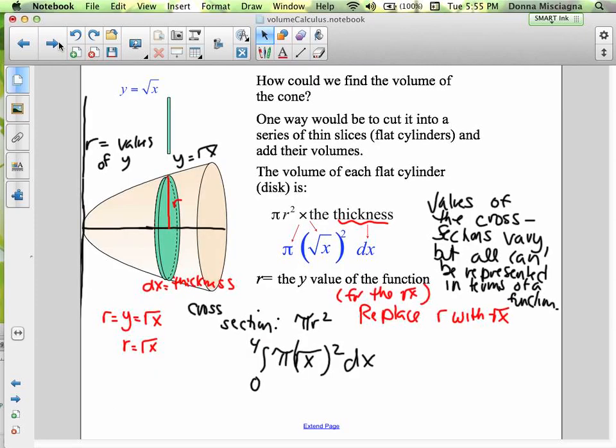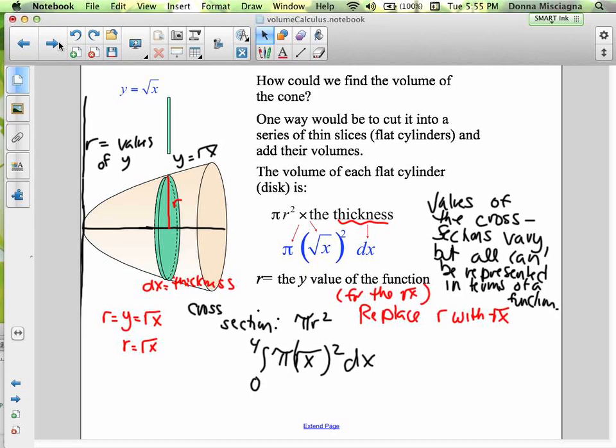All right, so how could we find the volume of the cone? One way would be to cut into a series of thin shapes, flat cylinders. So if I cut this rounded figure down, so I got this because we have y equals the square root of x, and we kind of swung it around, right? And we have this shape that we created in the lathe.